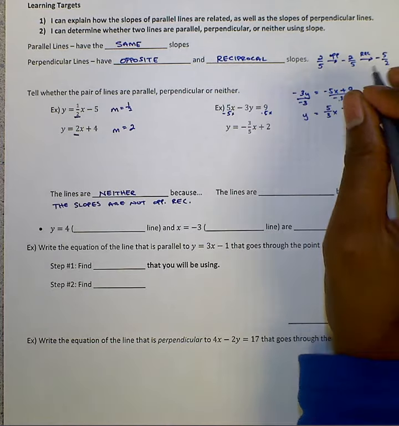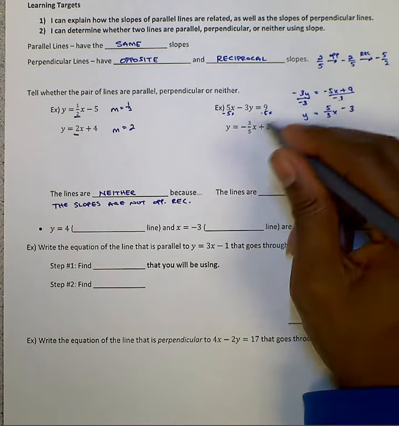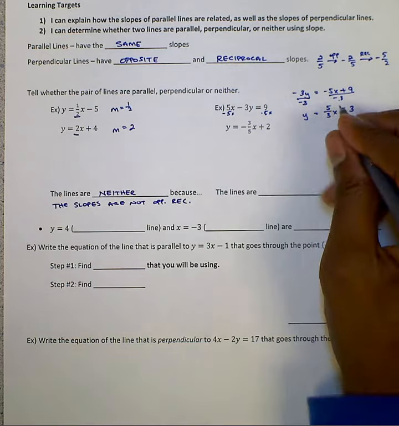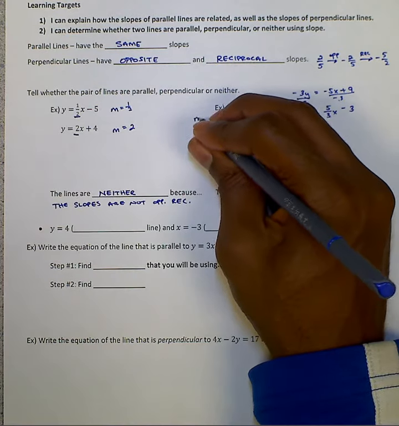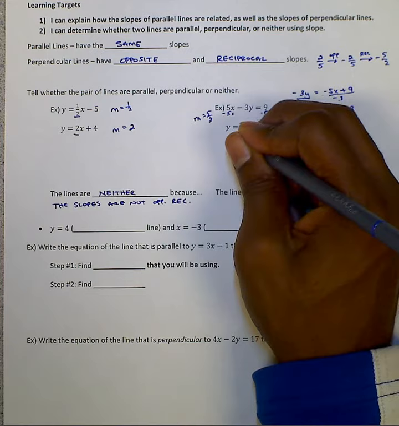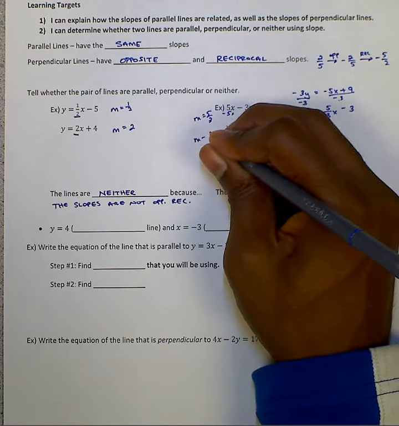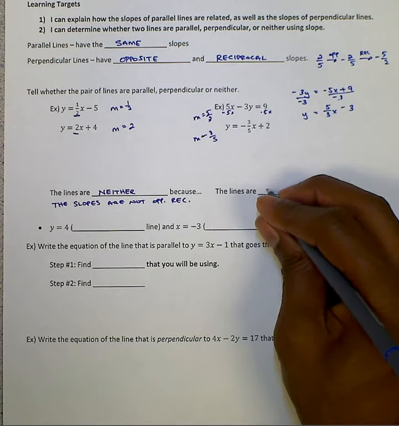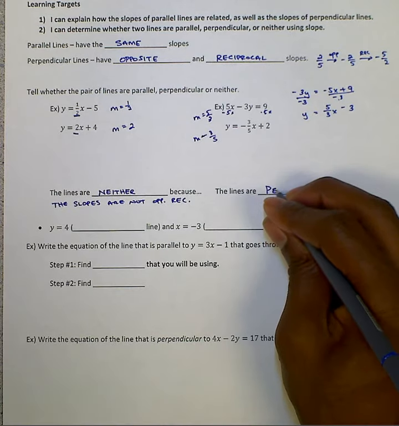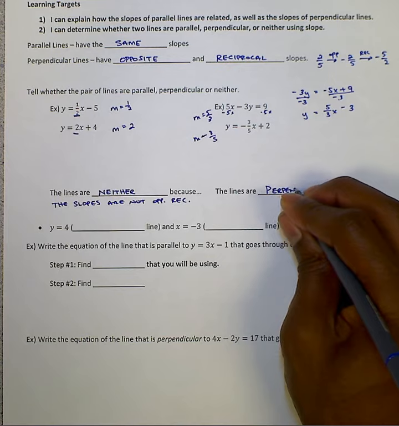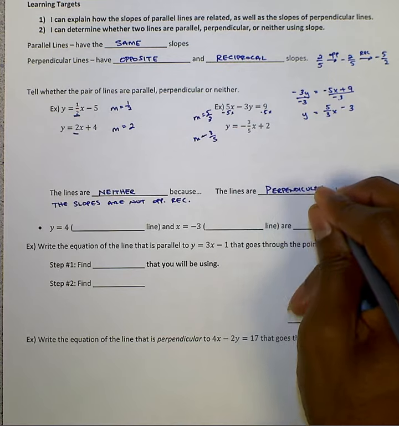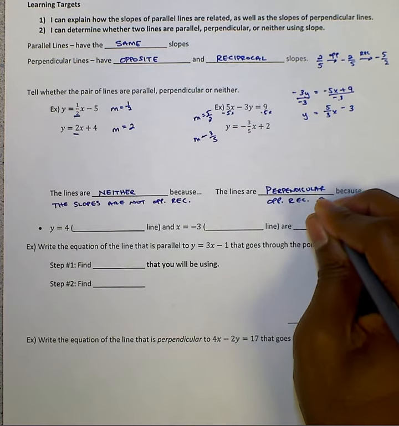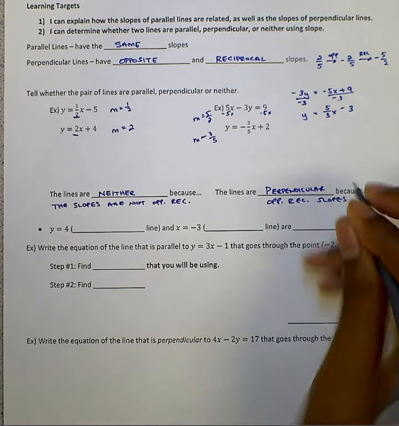Okay, so now that we have this by itself, now we're going to focus on the slopes. The slope for our first line is actually 5/3. The slope for our second line, because y is by itself, is negative 3/5. Okay, and so these lines are perpendicular. Perpendicular, and we know that because they have opposite reciprocal slopes.